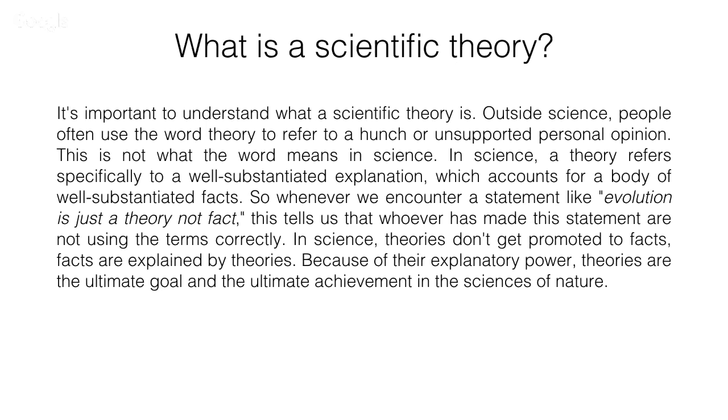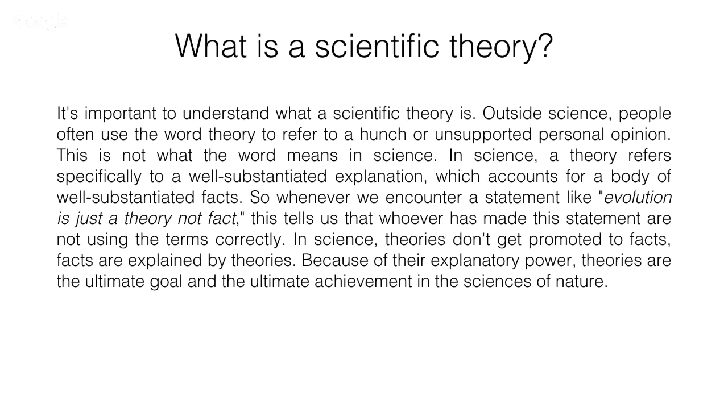Outside science, people often use the word theory to refer to a hunch or unsupported personal opinion. This is not what the word means in science. In science, a theory refers specifically to a well-substantiated explanation which accounts for a body of well-substantiated facts. So whenever we encounter a statement like evolution is just a theory, not a fact, this tells us that whoever has made this statement is not using the terms correctly. Because in science, theories don't get promoted to facts. Facts are explained by theories.